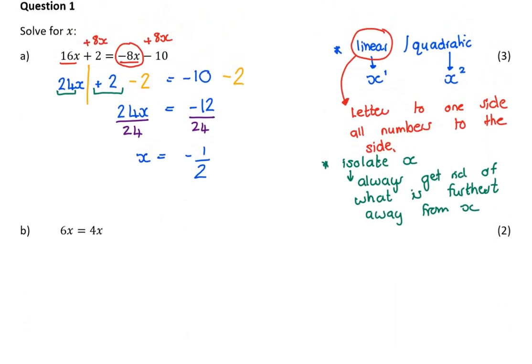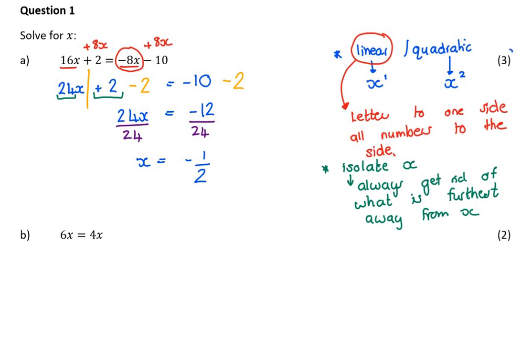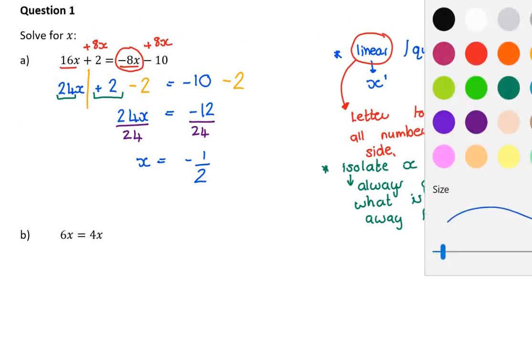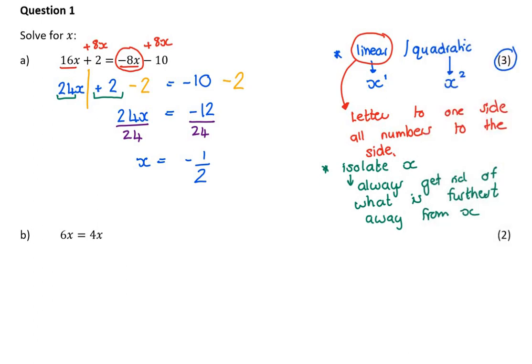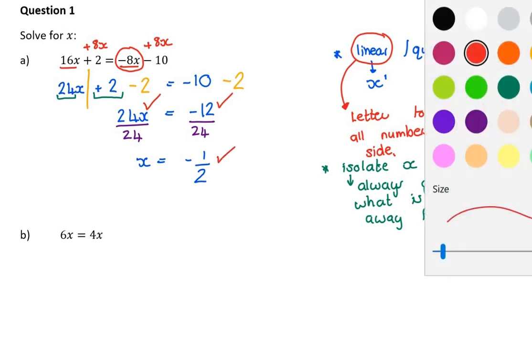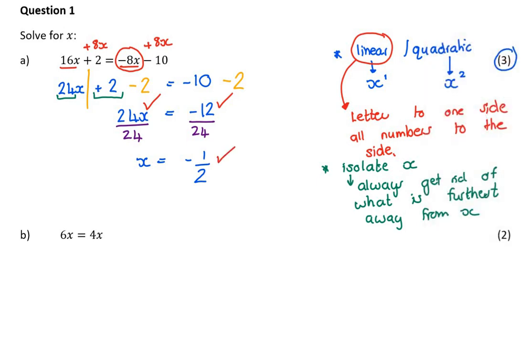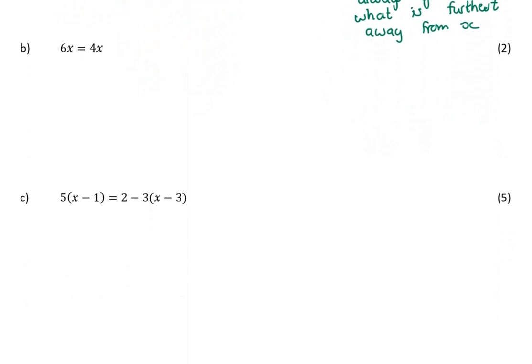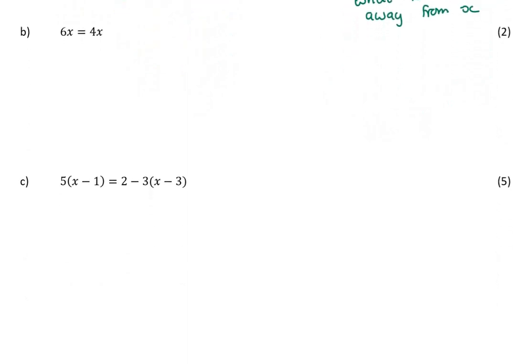Let's look at b. Now I have put mark allocations in here. As you can see, there's 3. Where the mark allocation would be is I'd give you 1 for getting all your x's together, 1 for getting your numbers together, and 1 for your answer. So that's just where the numbers would go. Try and use your mark allocation as a guide as to how much work you should be doing. Okay, our next one says 6x equals 4x.